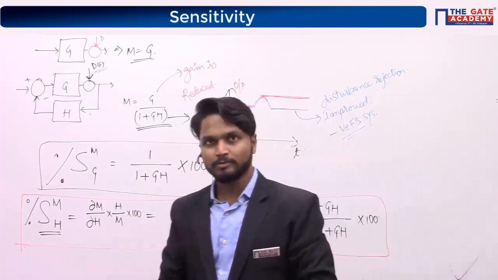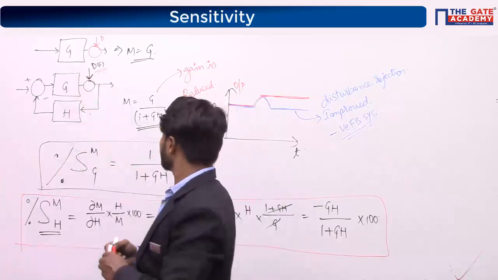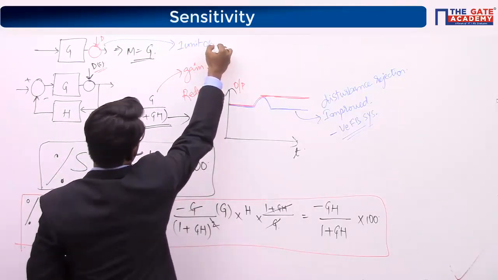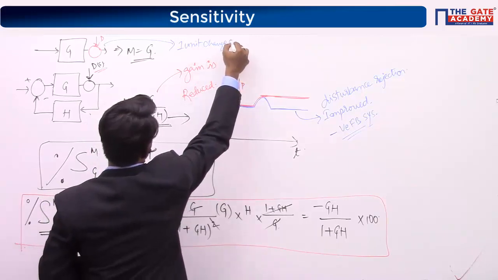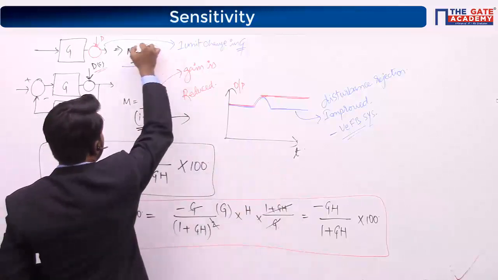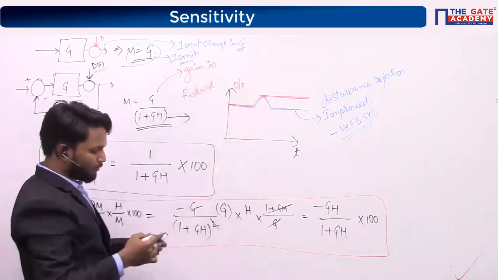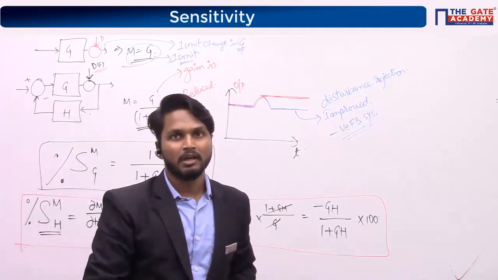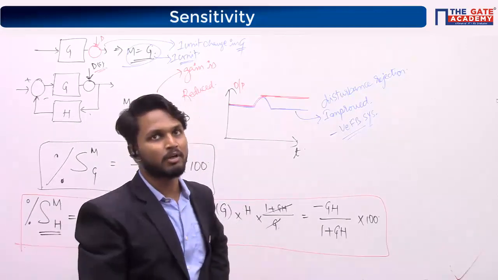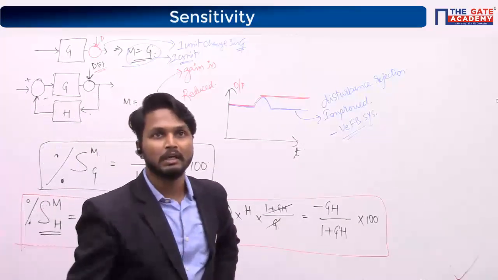If there is some system like this which doesn't have any feedback, for 1 unit change in G, what is the change in overall output? The change in overall output is also 1 unit only, because the overall transfer function is nothing but G itself. If there is 1 unit change in G, then the overall output will also change by 1 unit only.